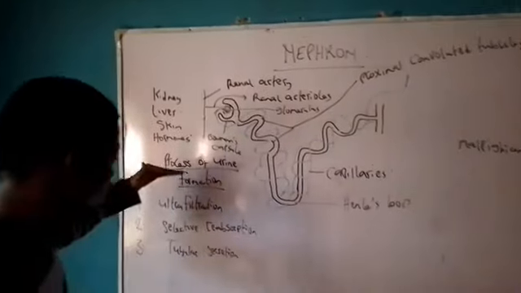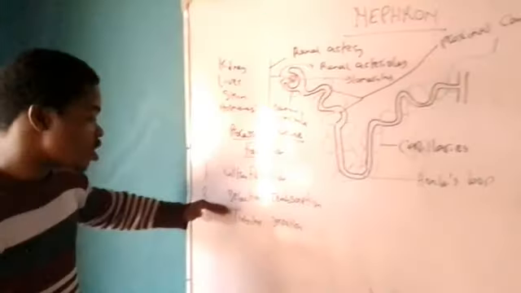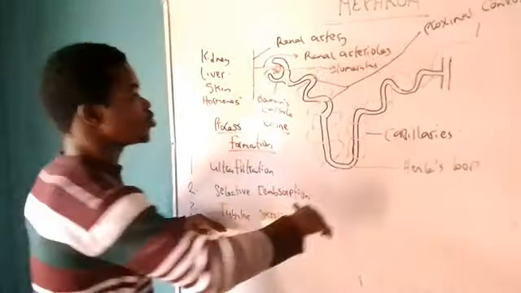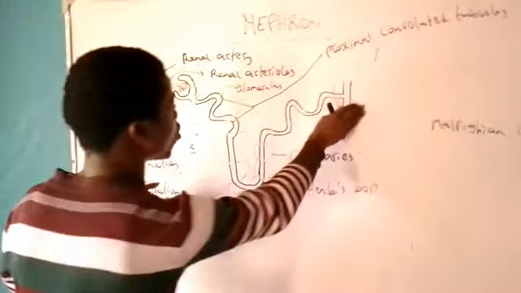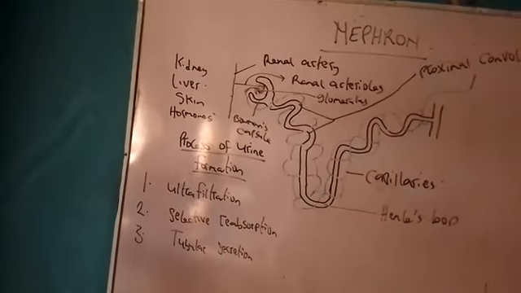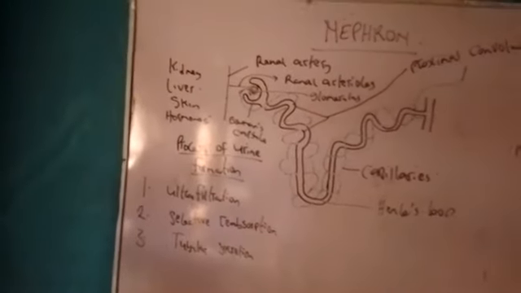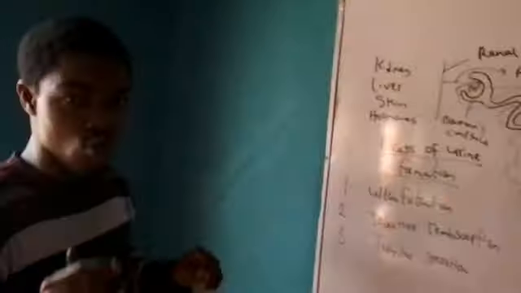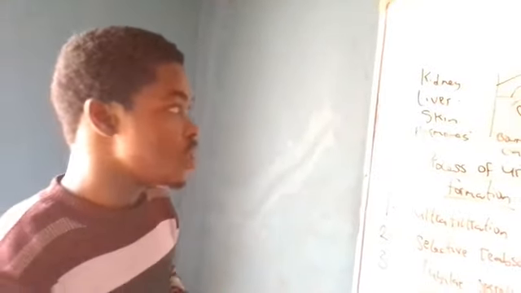We talked about the processes of ultrafiltration, selective reabsorption, and tubular secretion. And we said as tubular secretion occurs, their contents are poured into the surface of the pyramid, and then they drip down into the ureter, from the ureter straight to the urinary bladder, and then from the urinary bladder, the urine is released out of the body system.